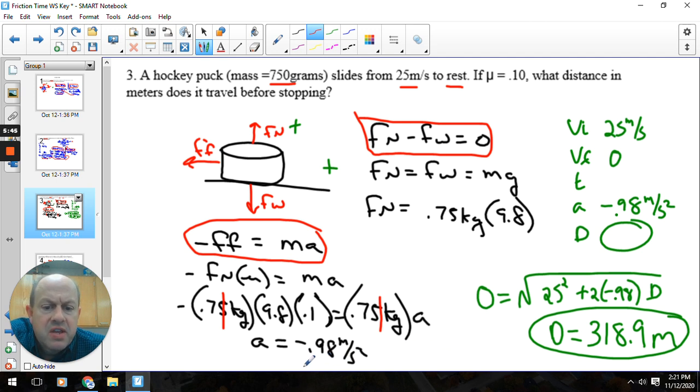That gives us an A of negative 0.98 meters per second squared, which should make sense because we're slowing down to have the negative. Now we can put that in old school to our VI, VF, T, A, D. So VI, VF, and A. Solve for D using that fourth equation, and we get 318.9 meters. So again, this one's similar to your lab as we were pushing it, but then releasing it, and it was sliding to a stop.